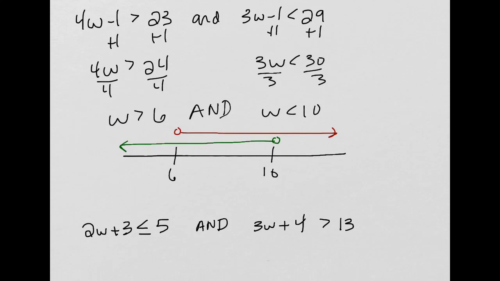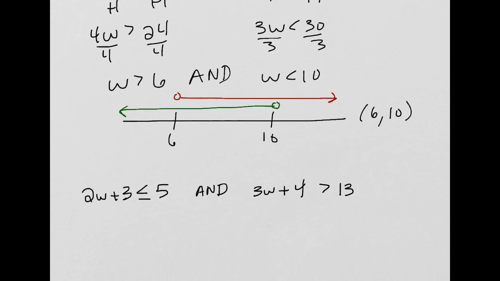if I were doing interval notation, my answer would be left endpoint 6, right endpoint 10, and I'm using the rounded parentheses here because I don't want to include either one of those endpoints. If I were graphing out my solution, I would have 6, 10, open circle at 6, open circle at 10.